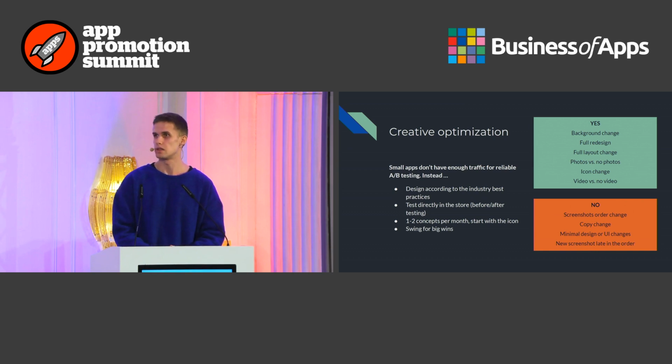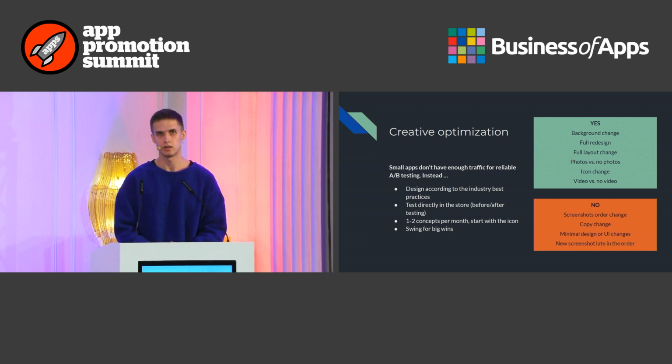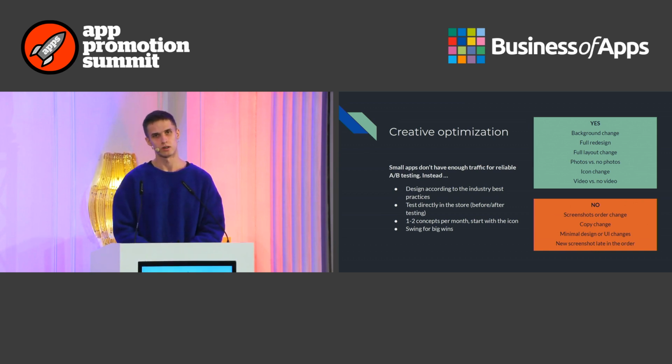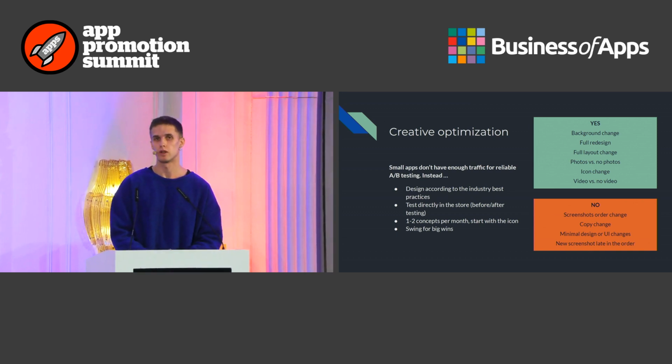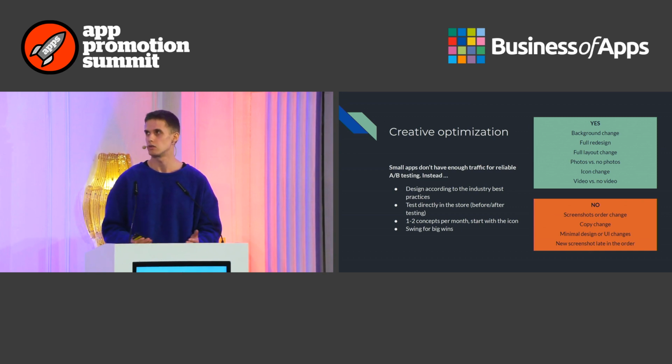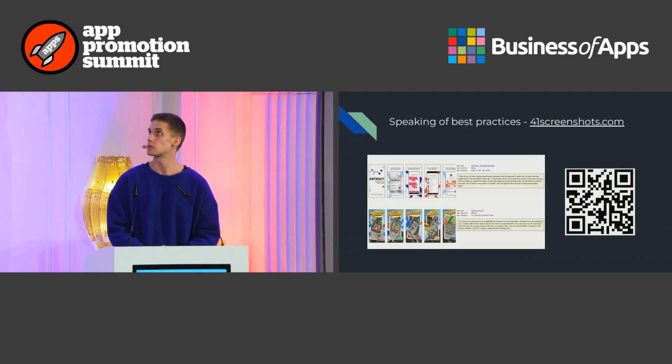It's not about being scientific and being able to isolate the conversion rate impact to the change of color or to the change of screenshots order. You might go with full redesigns. You might be changing 3 or 4 elements at a time. That's just the reality of being a small app. You want to see the result maybe at that stage. Again, you just need to swing for those big wins.